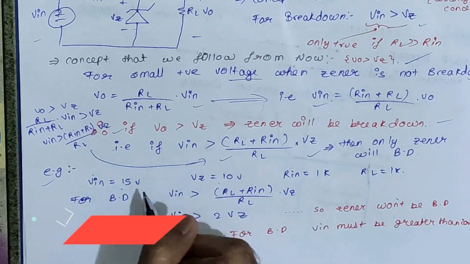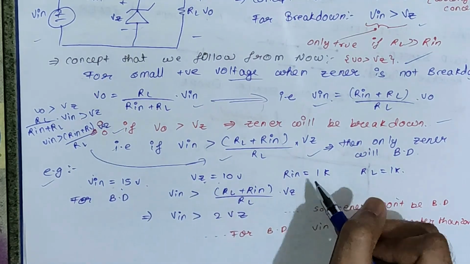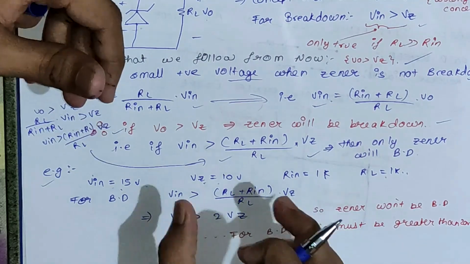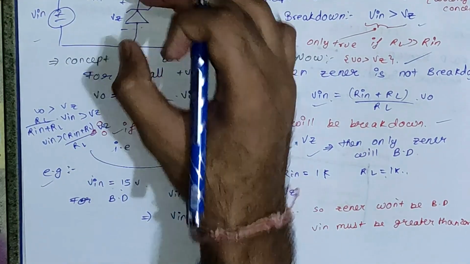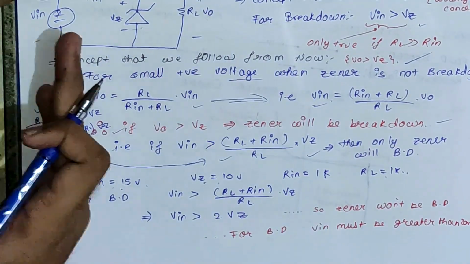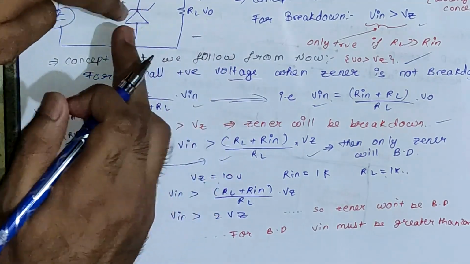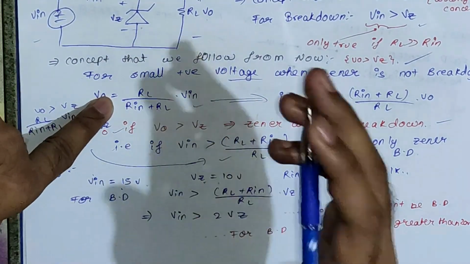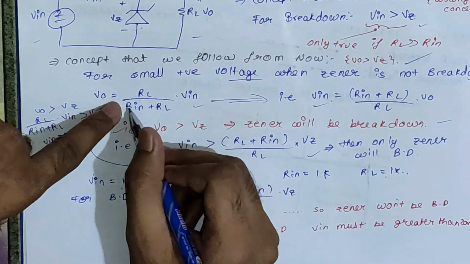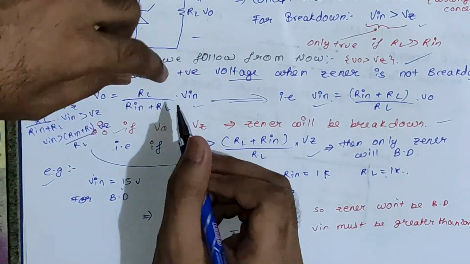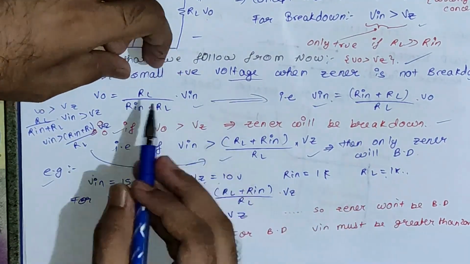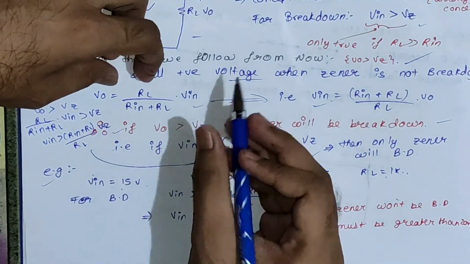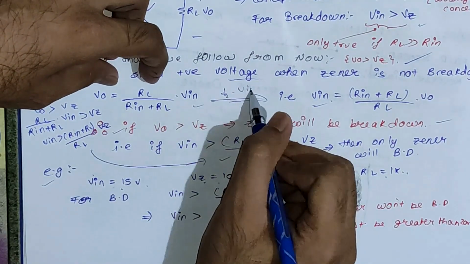let's take Vin as 15 volt, Vz as 10 volt, Rin as 1k and RL as 1k. What we know is that for breakdown of the Zener, the voltage across the Zener diode must be greater than Vz. So it is nothing but Vo must be greater than Vz, and here we have calculated Vo for small positive voltage when the Zener is not in breakdown. It is RL upon Rin plus RL into Vin. Now if you put all these values, you will get 1 upon 1 plus 1 into Vin. It is nothing but Vo is 1 by 2 into Vin.